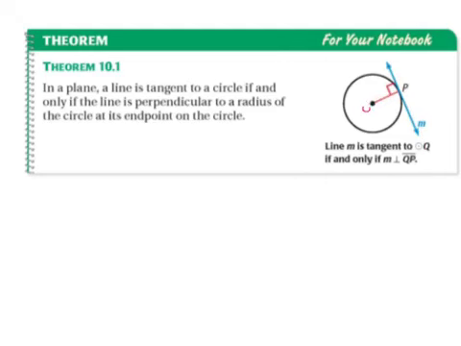Okay, let's erase this stuff and look at it again. I have circle Q. QP is the radius. Line M is tangent to circle Q if and only if it's perpendicular to segment QP, which is the radius. Okay, we're going to use that to do some calculations since we learned so much about right angles and right triangles.